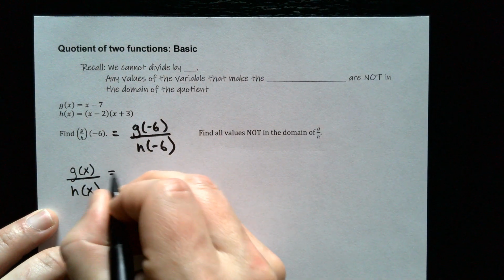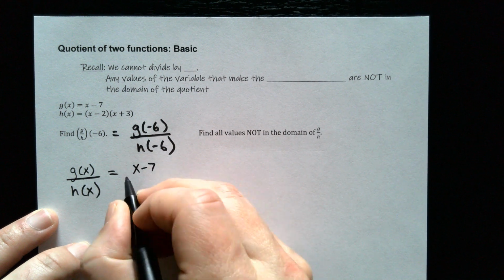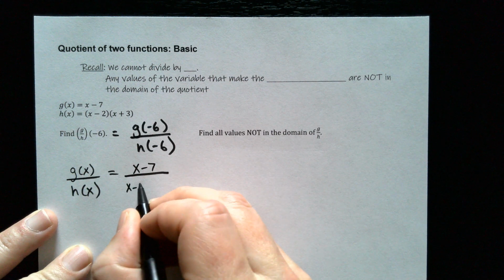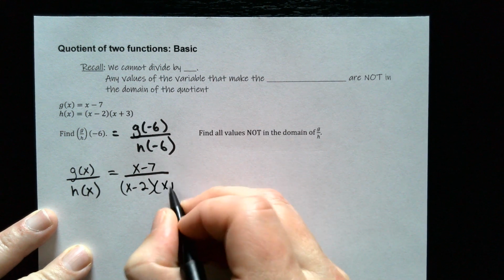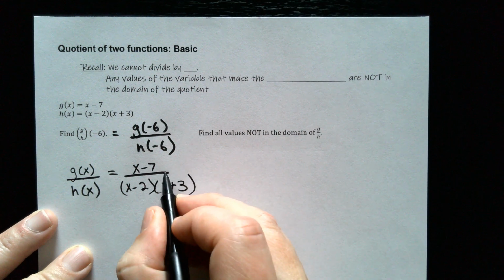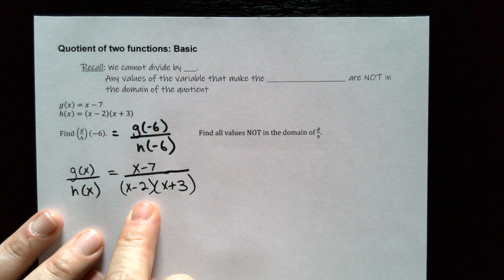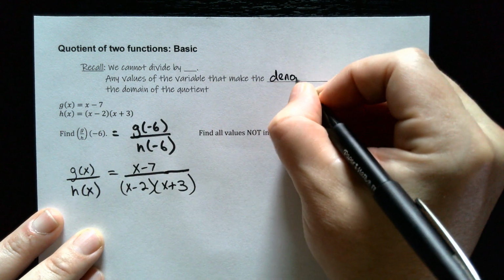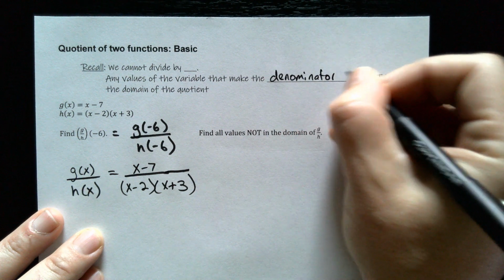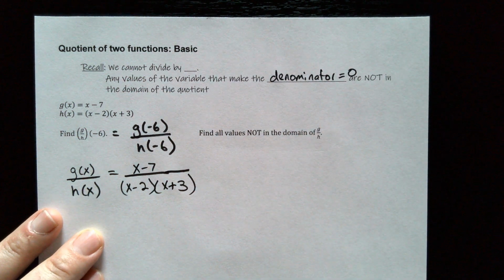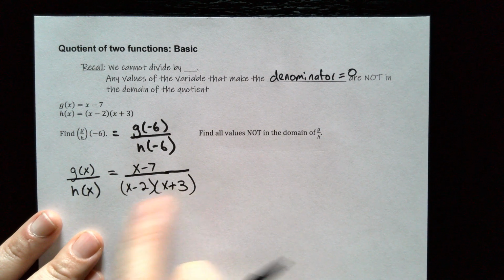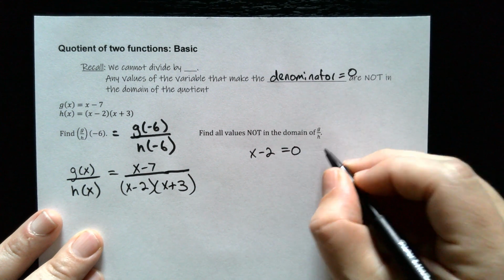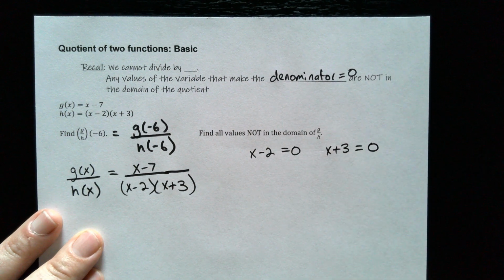Okay, so when I do that, I put the g of x function on top, which is x minus 7. And then I put the h of x function on bottom, which is x minus 2 times x plus 3. Okay, so we have some domain issues because remember that any values of the variable that make the denominator equal to 0 are not in the domain. Okay, so what values would make this equal to 0? Well, all we have to do is set those two terms equal to 0 and solve them. And that will give us two values that we have to throw out of our domain.